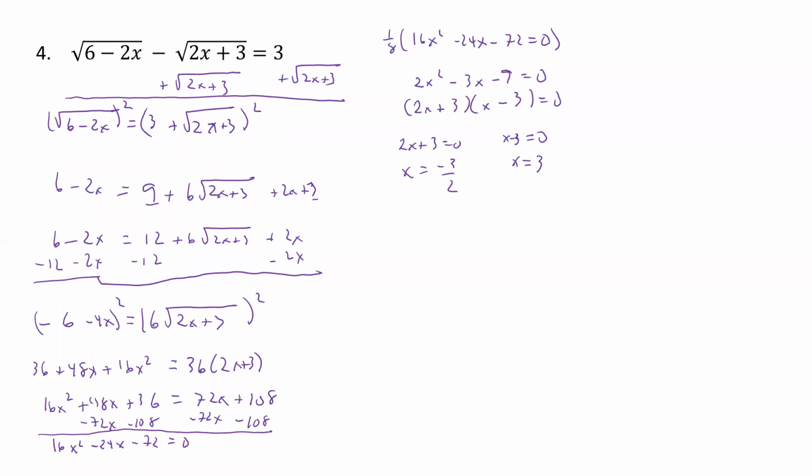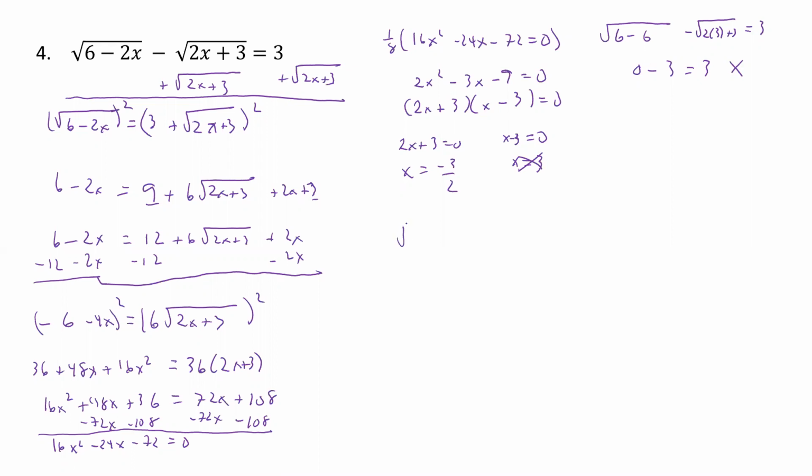Okay. Now we get to plug both of those back into our original equation and see what we get for an answer. So let's do the easy one first, the 3. So square root of 6 minus square root of 2 times 3 plus 3 equals 3. This looks like it's going to do the same thing as the last one here. 6 minus 6 is 0 minus. Here we have 6 plus 3 is 9, so square root of 9 is 3. And that equals 3, and that one doesn't work. Okay, so hopefully the other one does.